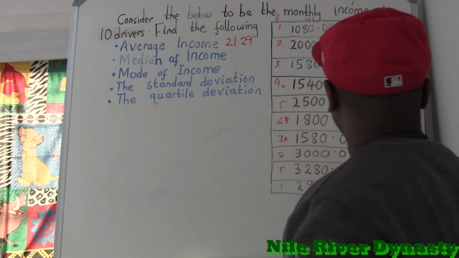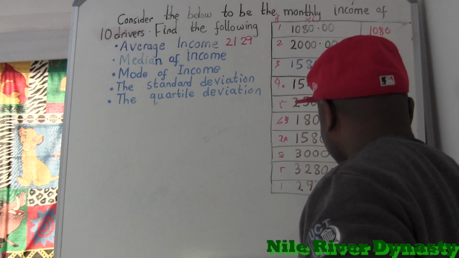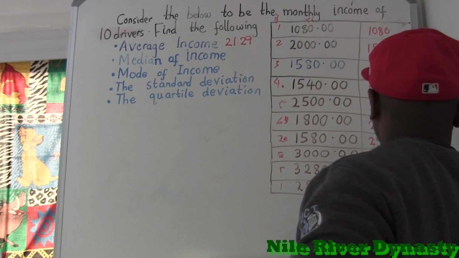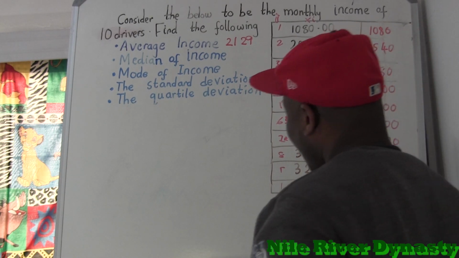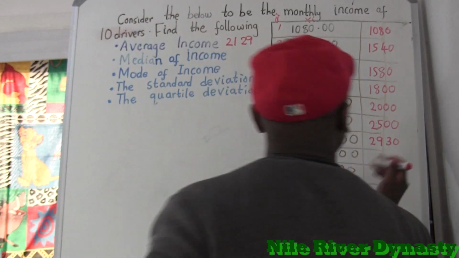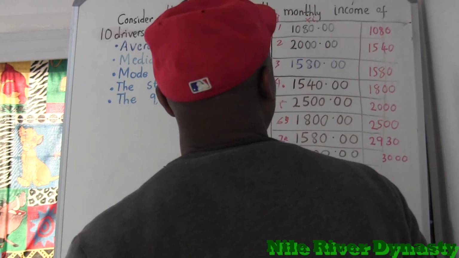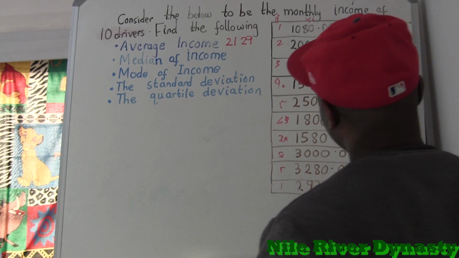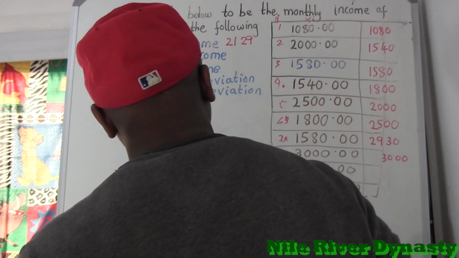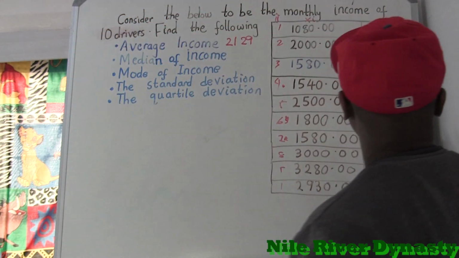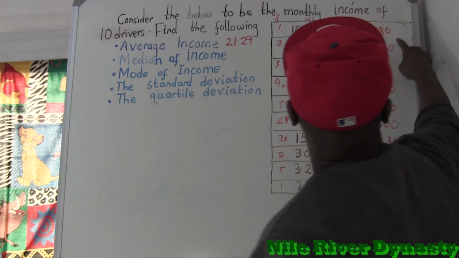No, let me say, excuse me. Okay, 2930, 3000. Now this is going to be 3000. I feel like there's less data now. How come, man?